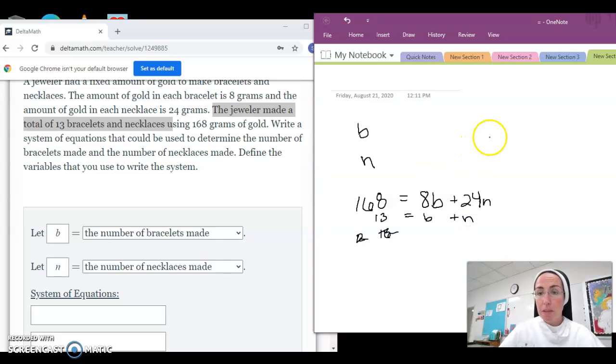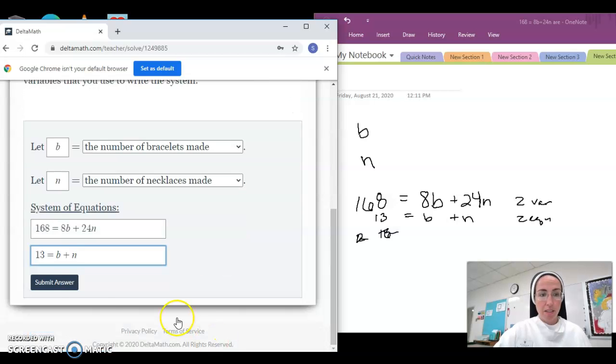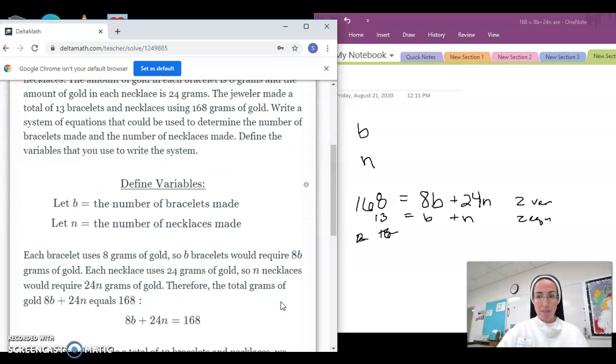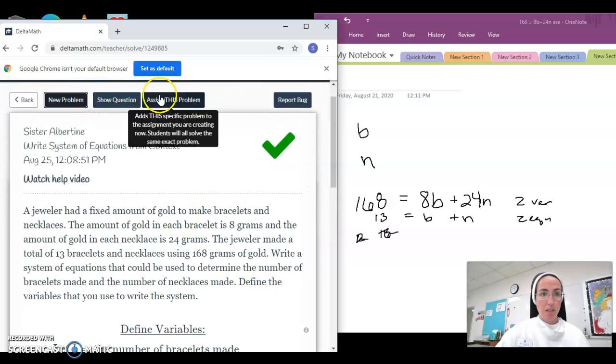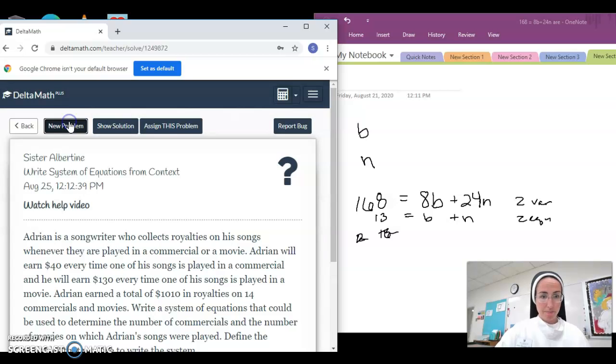So I know I have a system because I have 2 variables and 2 equations. So now I can type in my system of equations. 168 equals 8B plus 24N, and 13 equals B plus N. And there you go. That's how you do those. We can do another one as well.